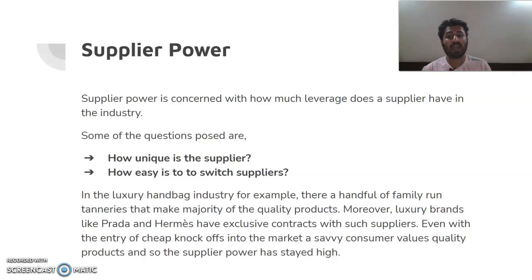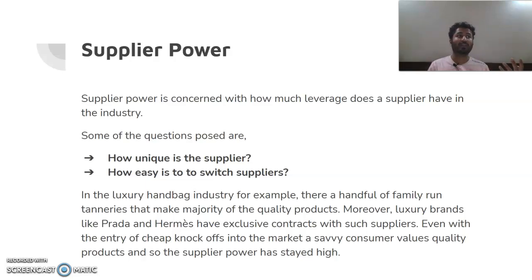In the luxury handbag industry, there are a handful of companies that are really popular. Companies like Prada, Hermes, and others have exclusive contracts with suppliers, these family-owned tanneries in Europe that are very few in number, and they control the majority of the quality handbags and quality products that they make. And so the supplier power in the case of luxury handbags has been pretty high.